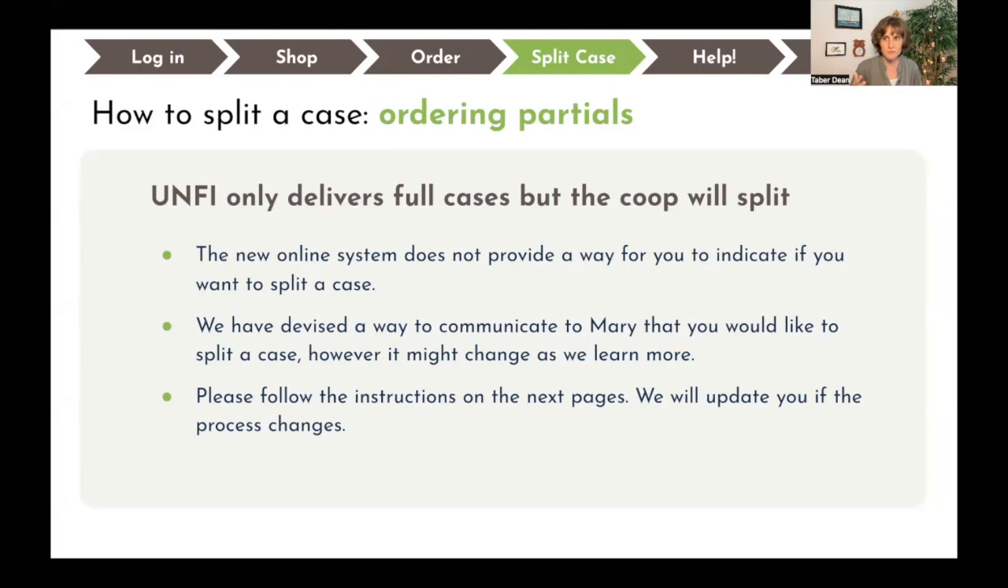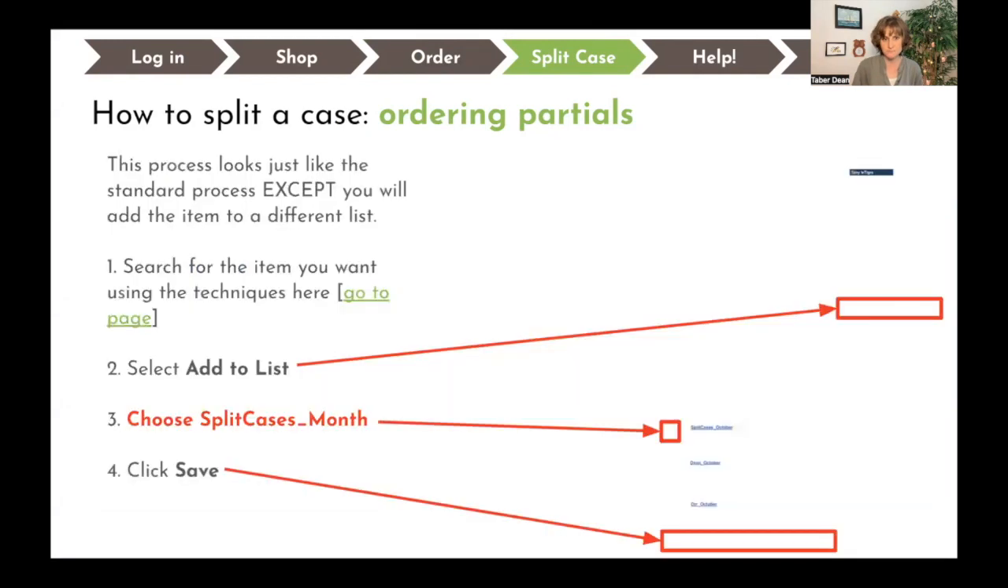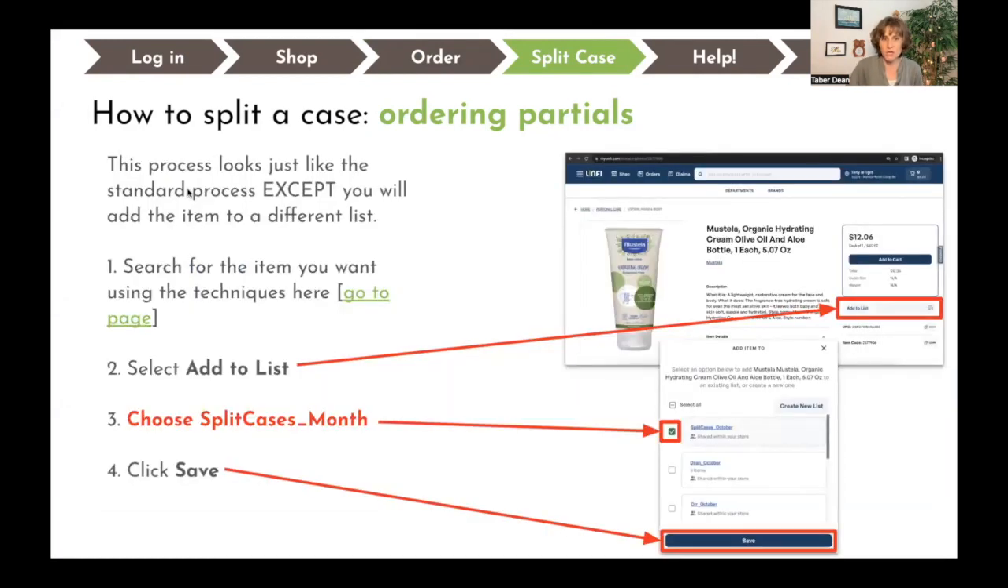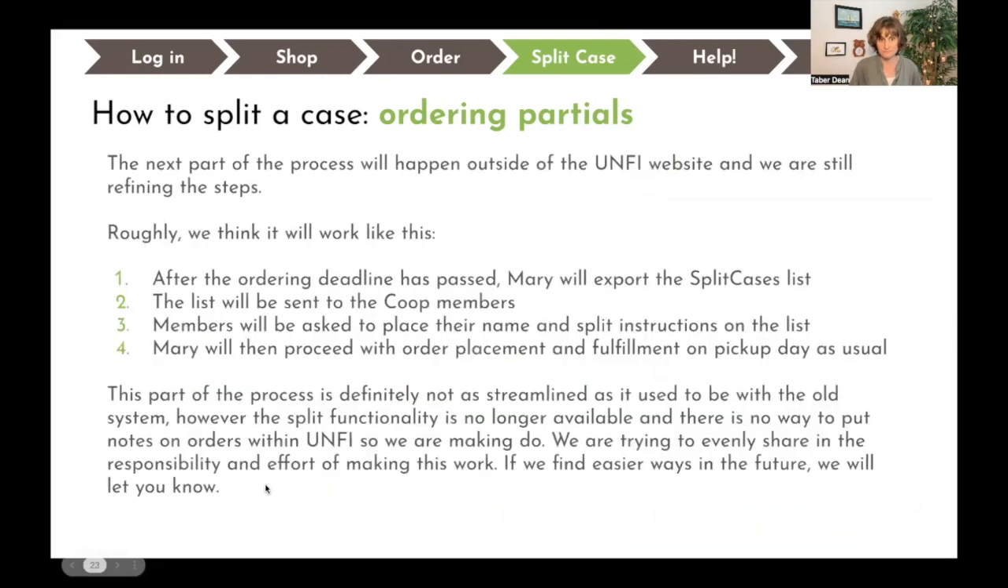So we've had to devise a new way to go about this. We've tried a couple of different ways. We think this is the best way right now, but it could change in the future, so keep your ears peeled. But for right now, for October, this is the way you're going to go about ordering a split case. You're going to go through the same process as far as finding the item, just like we discussed. But the difference is when you add it to the list, instead of adding the item to your list named with your last name, you're going to add it to the list that says split cases, okay? And then you're going to click save.